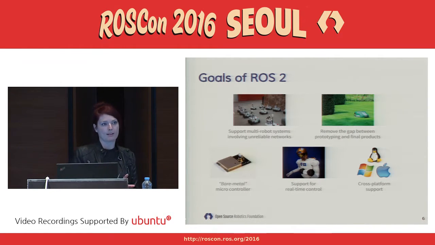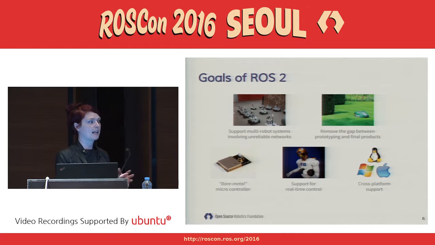So multi-robot systems I spoke about, but also allowing you to use the same code for prototypes as you use in production, pushing ROS2 as far down onto the devices as possible so that it works better in these situations where you have lots of small computational units cooperating, as well as better support for real-time systems and Windows, as we know that these are important to a lot of our users.